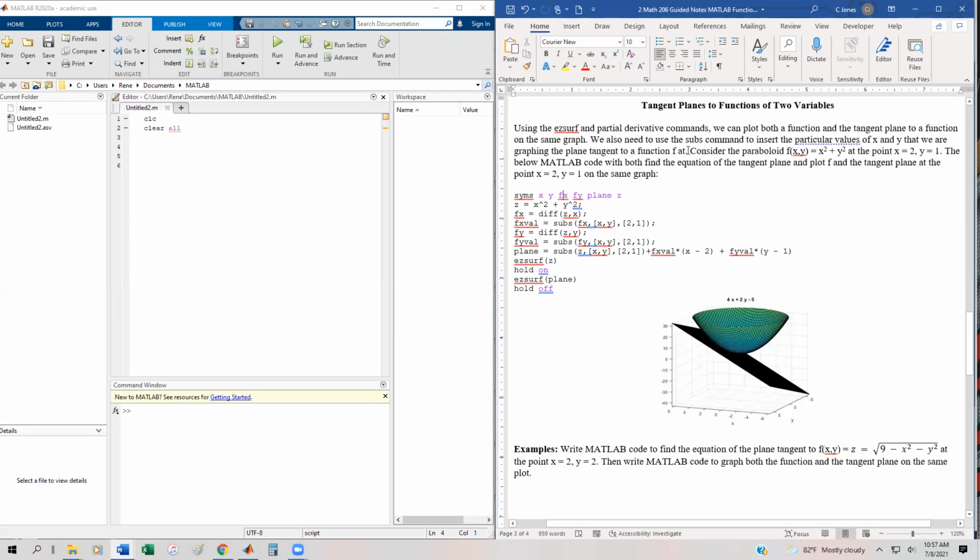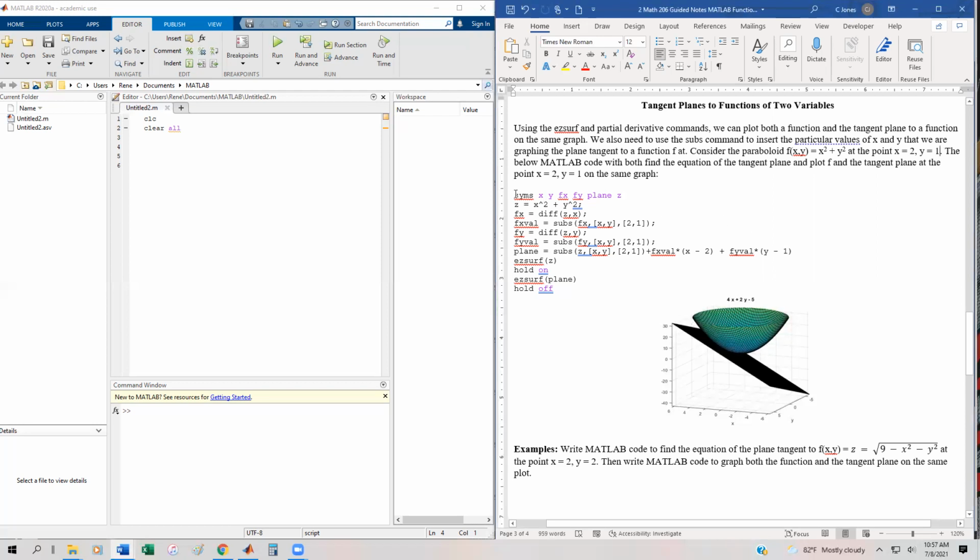But let's just consider a really simplistic paraboloid, f(x,y) = x squared plus y squared. And let's consider it at the point (2, 1), all right? And of course, if we substituted 2 and 1 back in, it would be the ordered triple (2, 1, 5). And so here's the code that we're going to use to be able to build this graph of the tangent plane as well as the paraboloid.